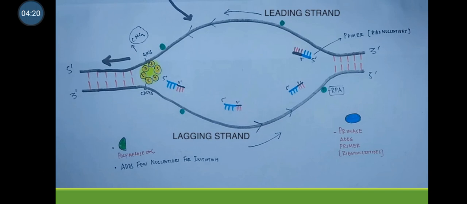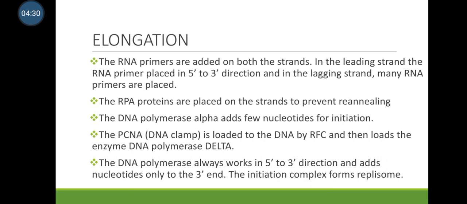And elongation. The primers are added onto the leading strand and the lagging strand, and a few nucleotides are added by the polymerase alpha. Coming to the elongation, the RNA primers are added on both the strands. In the leading strand, the RNA primase places the primer in 5' to 3' direction, and in the lagging strand, many RNA primers are placed. The RPA proteins are placed on the strands to prevent reannealing, and the DNA polymerase alpha adds a few nucleotides for initiation.